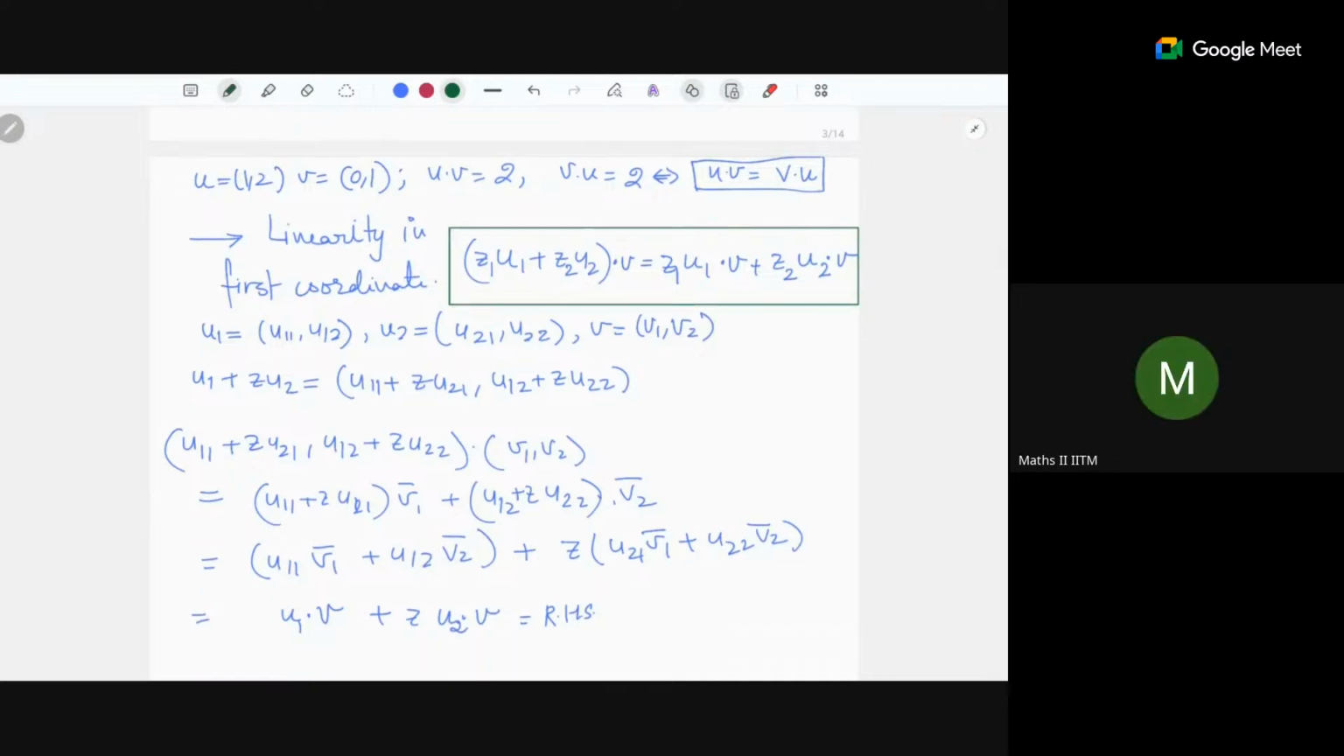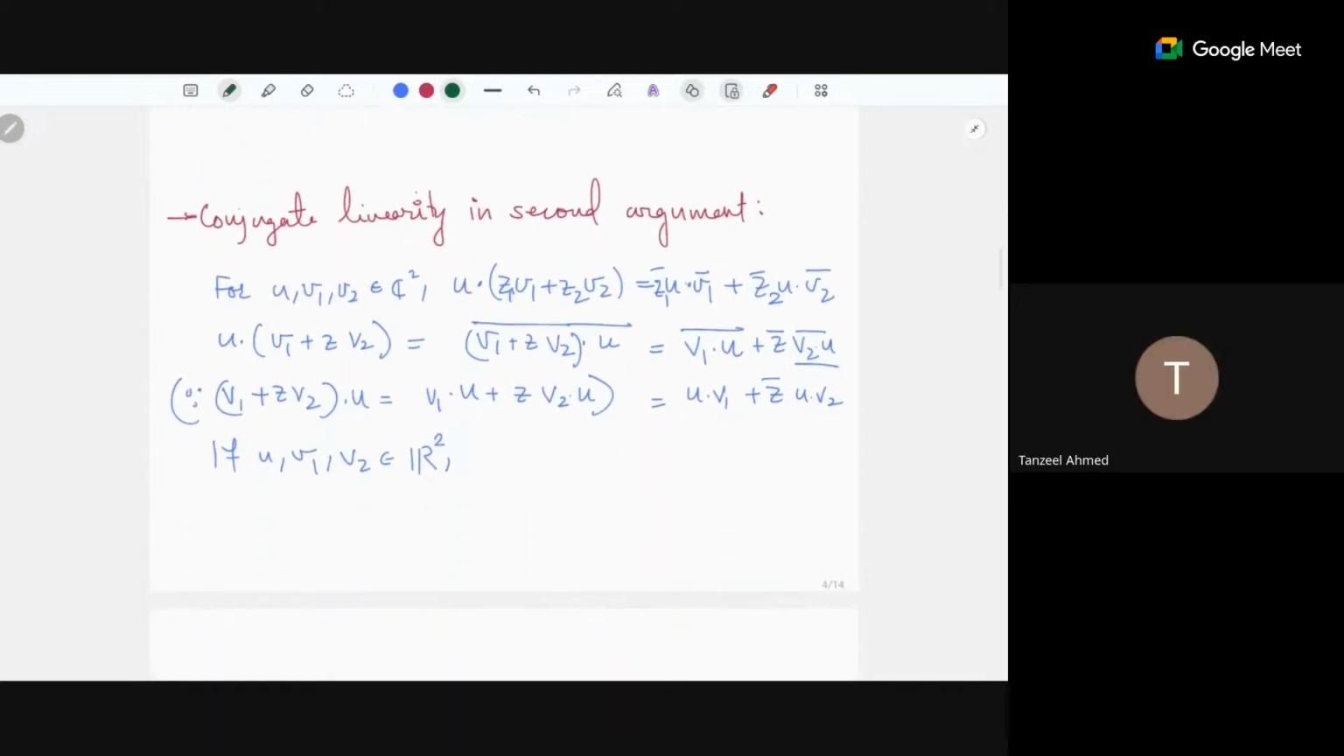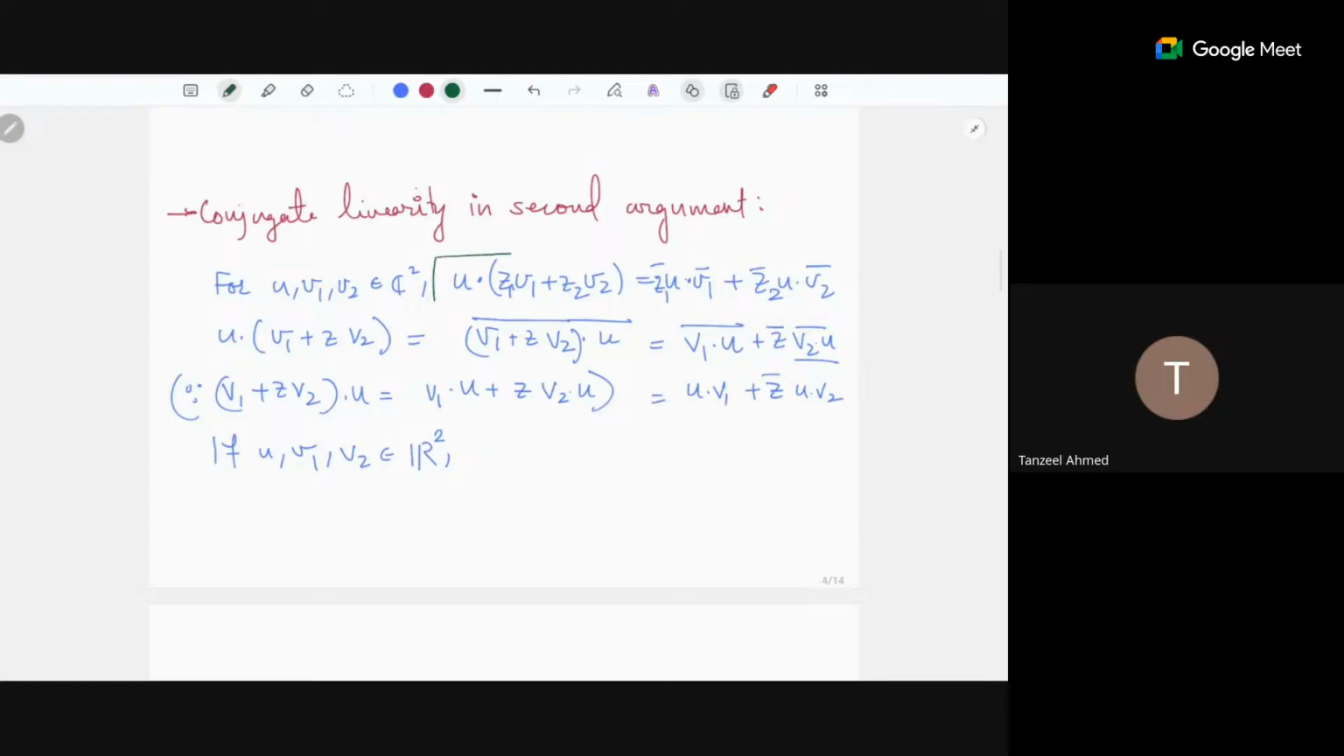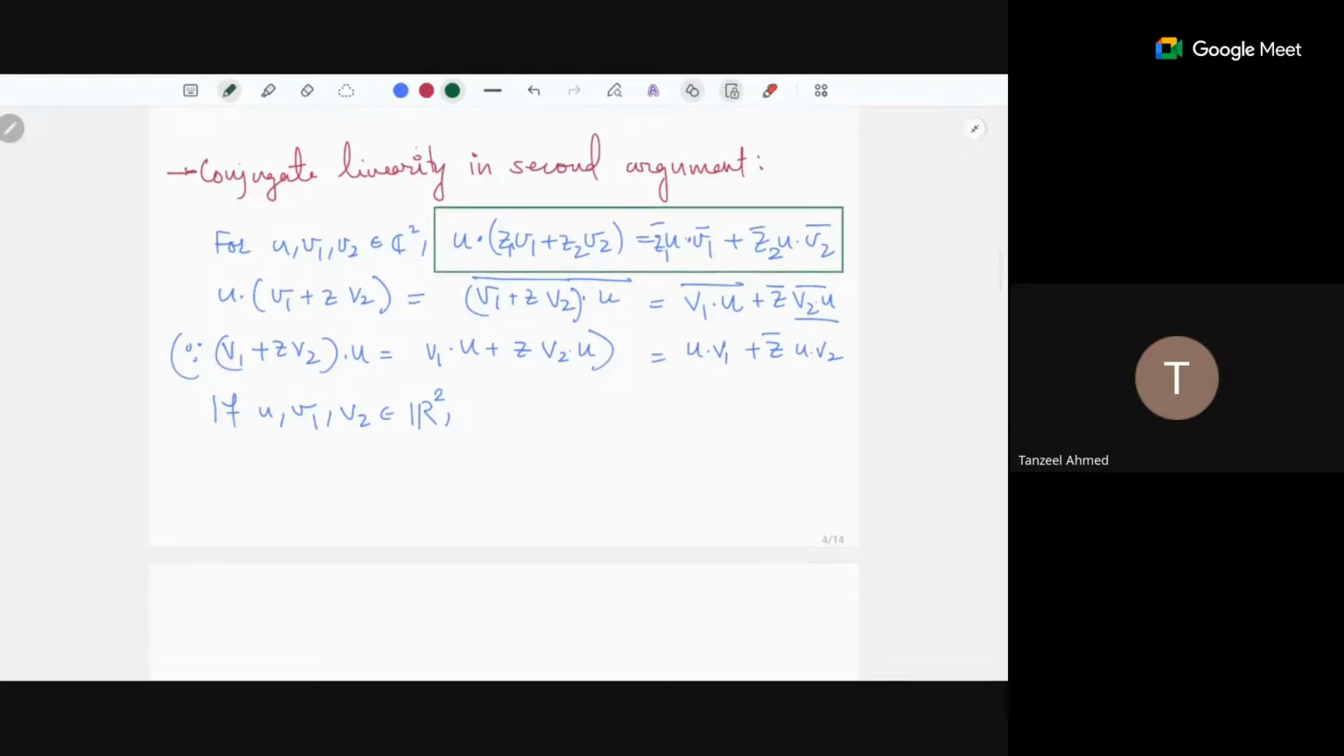Excuse me, the operation regarding z, could you explain that again? We managed to pull z bar out of the whole big conjugate of z v2 dot u. We managed to pull z out of that. How did that happen, please?